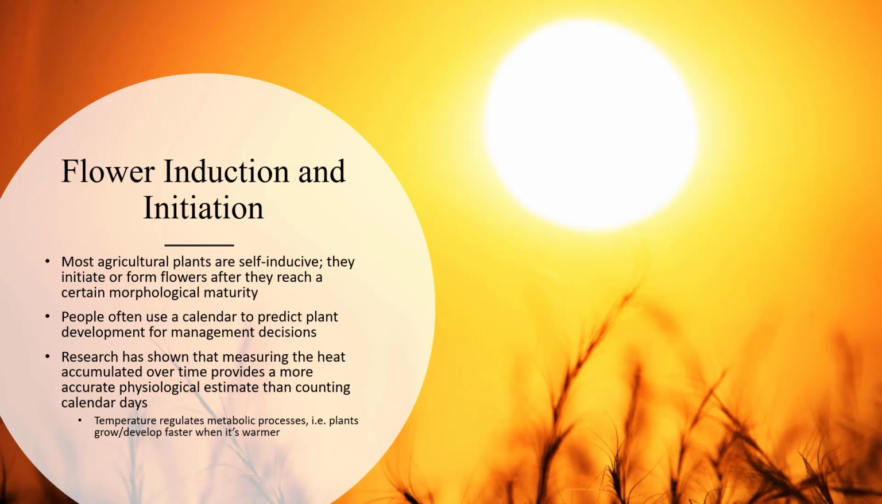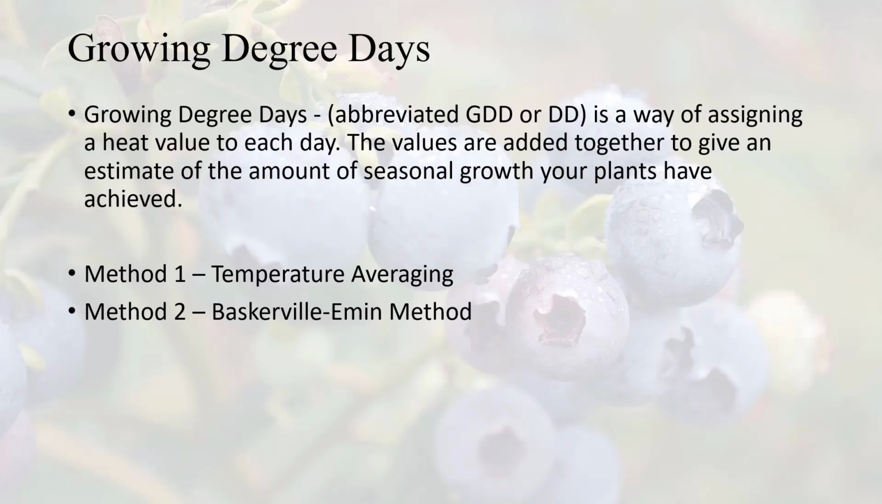When we learned about temperature, we know that temperature is going to regulate metabolic processes, and we know that our plants are going to grow and develop faster with warmer temperatures up to a point, that 86 degrees Fahrenheit. So if we want to be accurate with our planting and our calendar, of knowing when we should expect different life stages of our plants or when we should expect them to flower, what we can do is keep a record and calculate growing degree days. And this is a way of assigning a heat value to each day. And then those values are added together through subsequent days, and that's going to give an estimate of the amount of seasonal growth your plants have achieved.